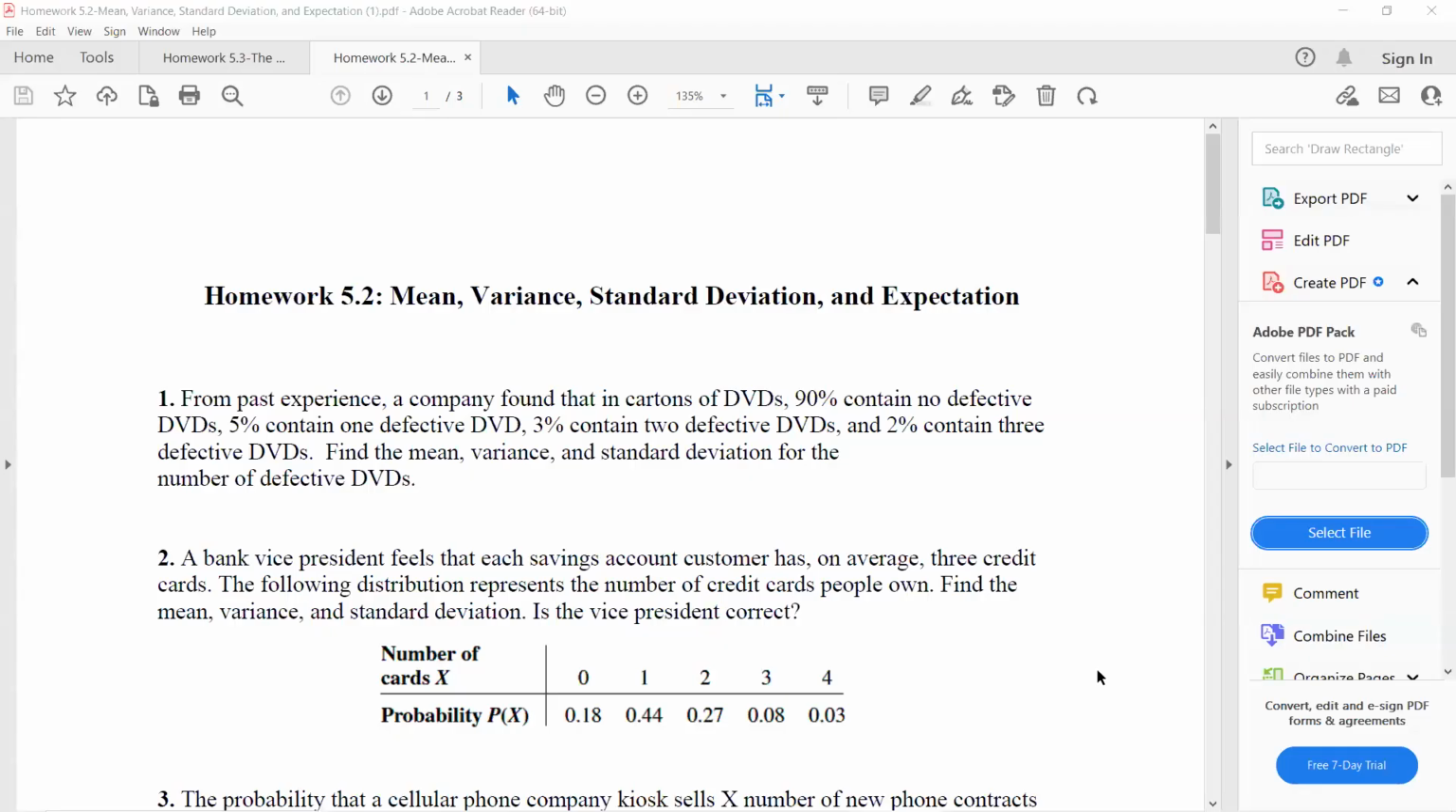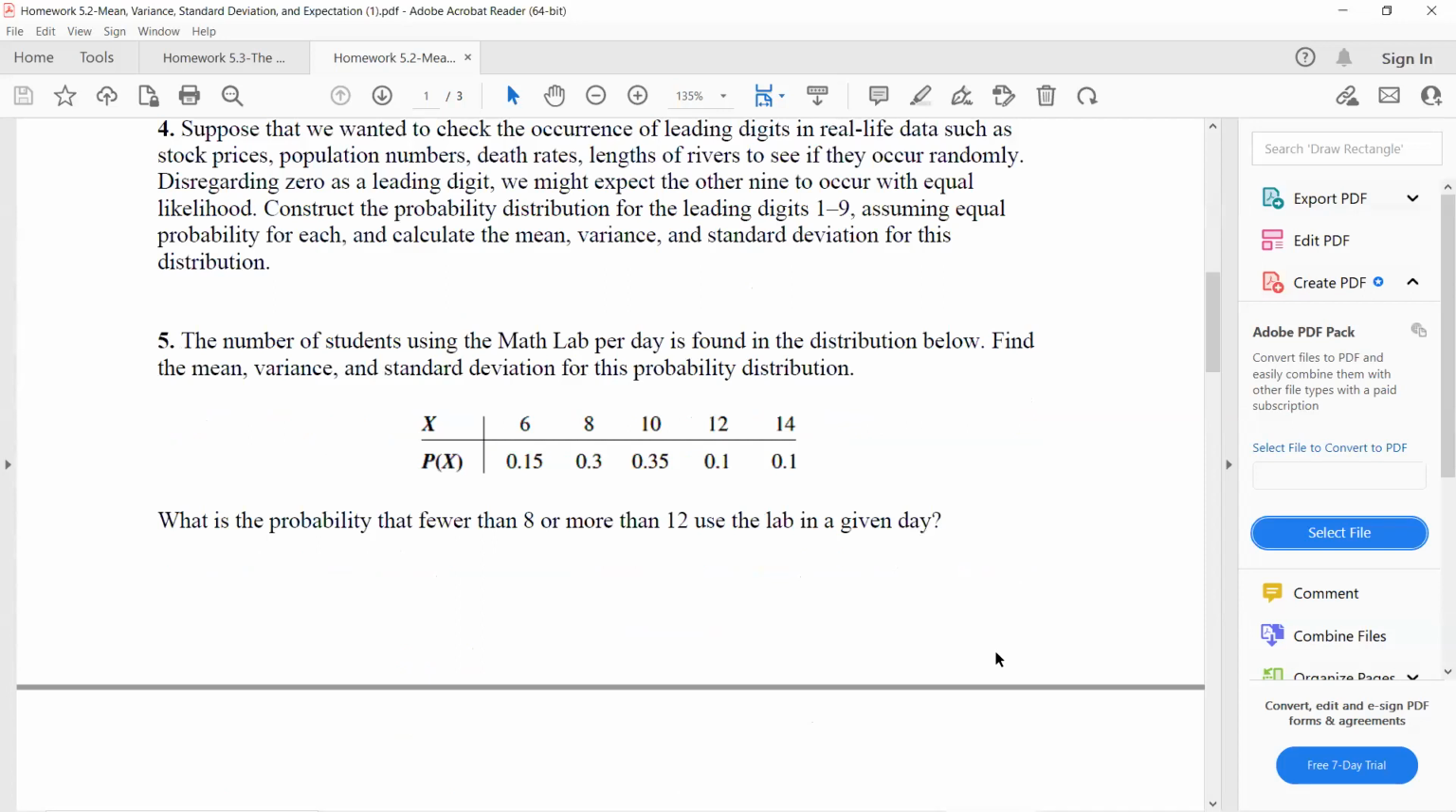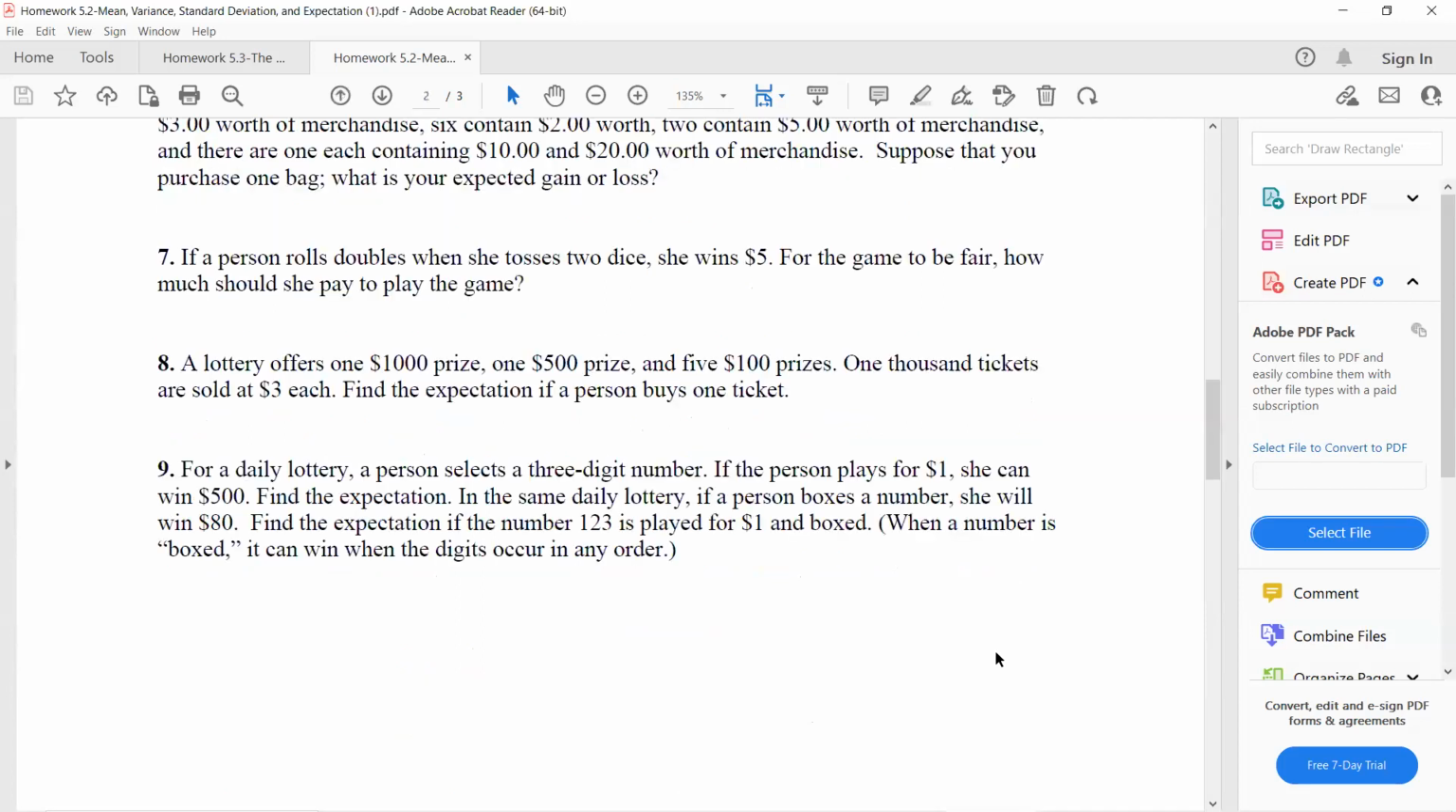Let's see. 5-2, number 9. All right, so this one was the hardest one on here. So let's see what we got.